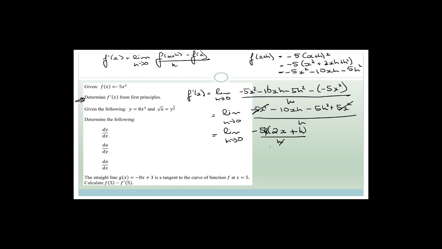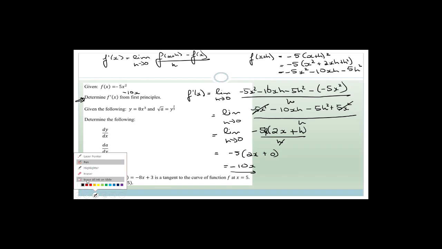So this cancels with this, right? Then what do we have? What can we do? We can now say, well, if that's the case, we're going to assume that h can tend to 0. So therefore, we end up with minus 5 times 2x plus 0, which equals minus 10x. So therefore, the derivative of this thing is minus 10x, which you should have been able to work out anyway from the formula.